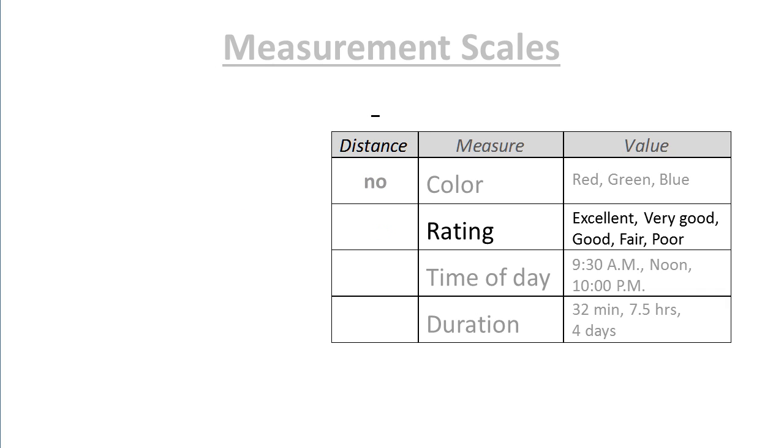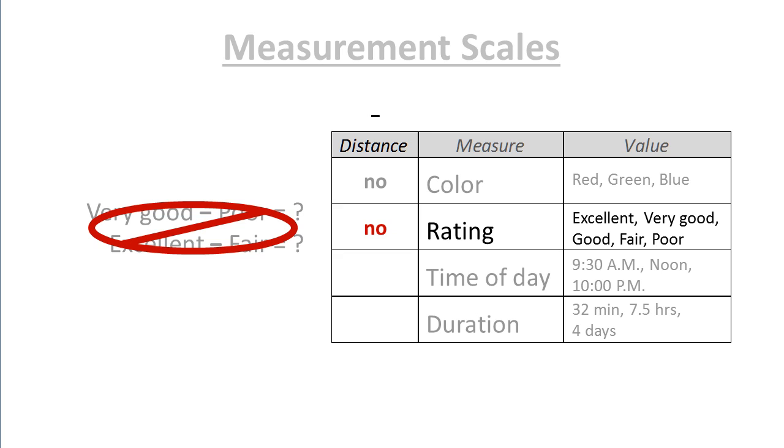Next, we have the rating measurement. What is very good minus poor? Is it more or less than the distance between excellent and fair? These questions cannot be answered unambiguously with our rating measurement because the distance between its values is not defined.